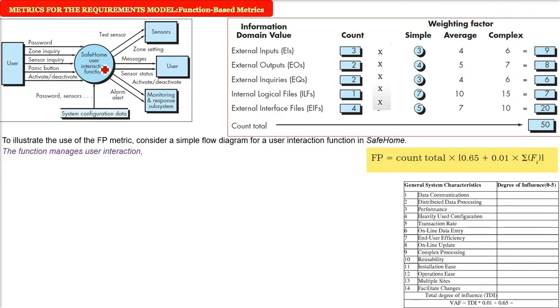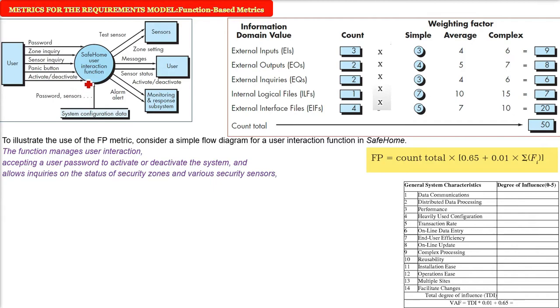What is the user interaction? For example, accepting a user password in order to activate or deactivate the system. This allows inquiries on the status of the security zones and the various security sensors, whether they are working or not, whether my parking is safe or not, whether my kitchen sensor is working, and then display of some prompting messages, also sending some appropriate control signals to various components of the security system. So these are the functions managing the user interaction.